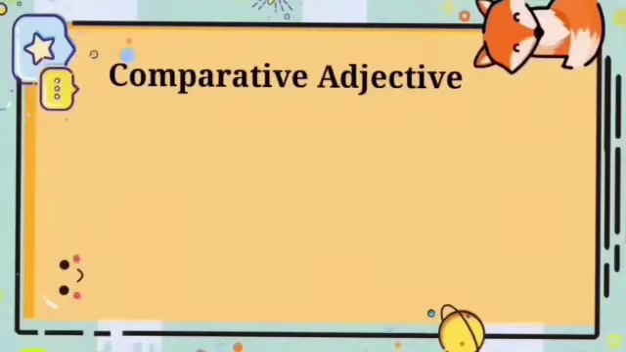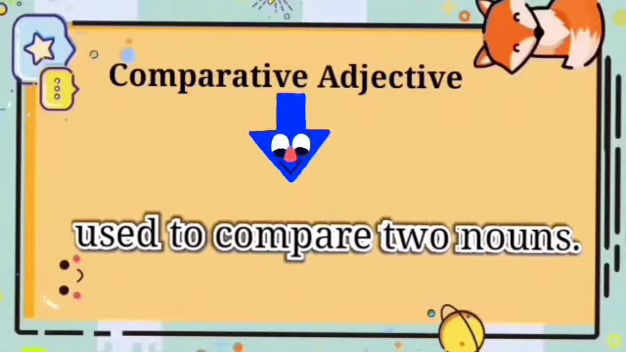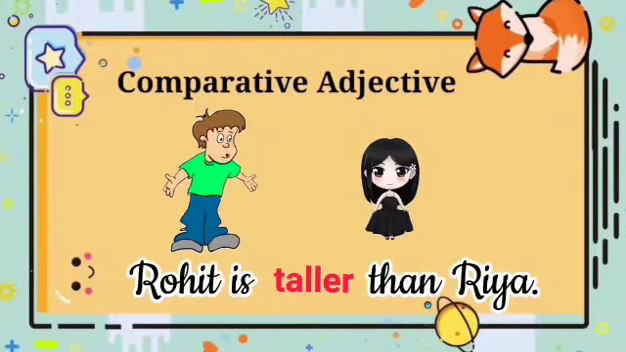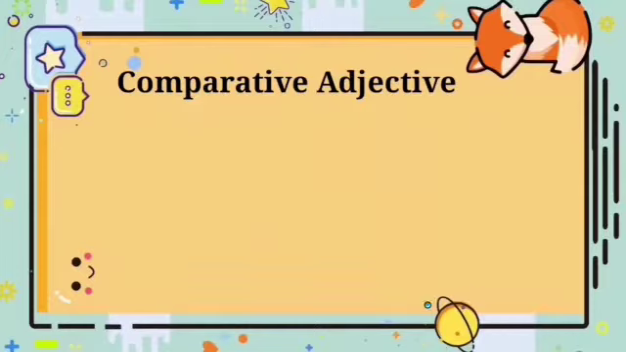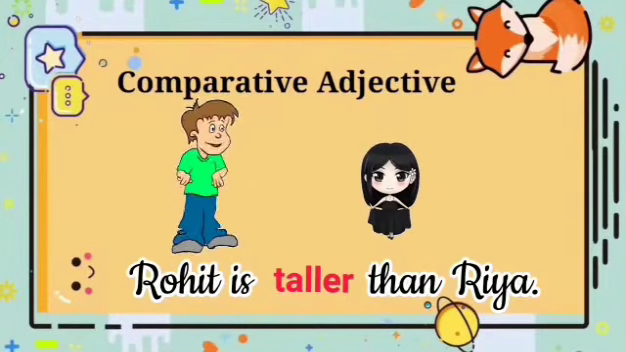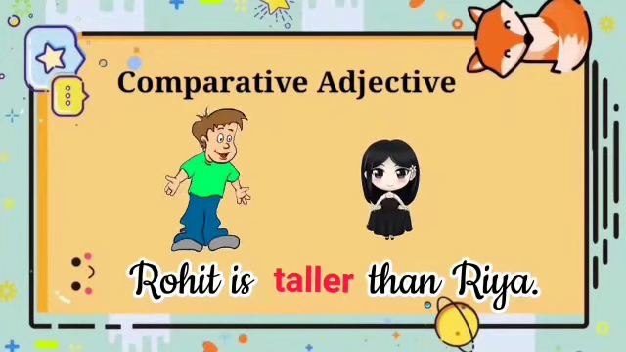Now children, comparative adjectives. They are used to compare two nouns. For example, Rohit is taller than Riya. Children, in this sentence, a comparison is done between two nouns. So, taller is a comparative adjective.